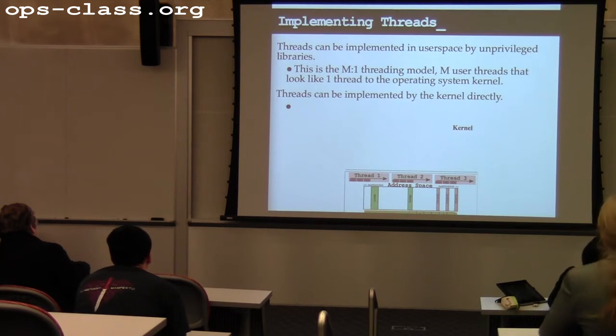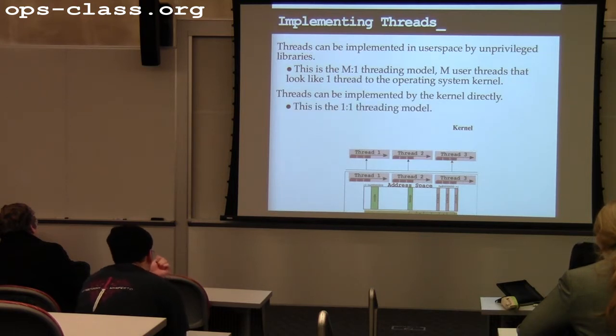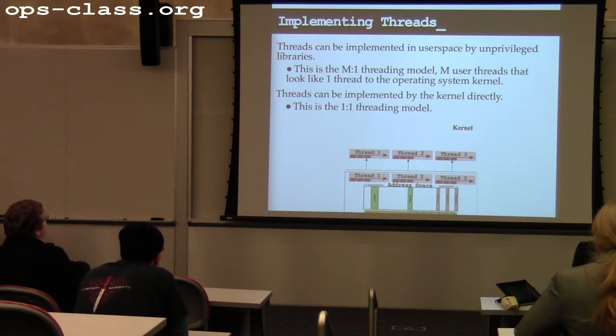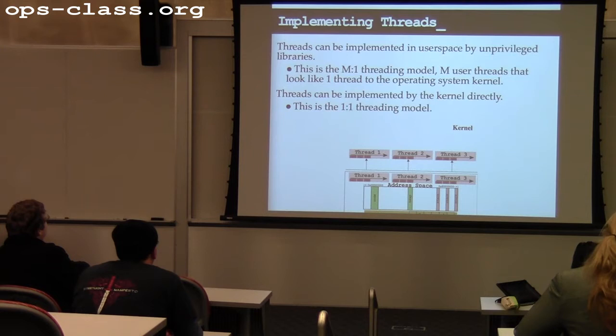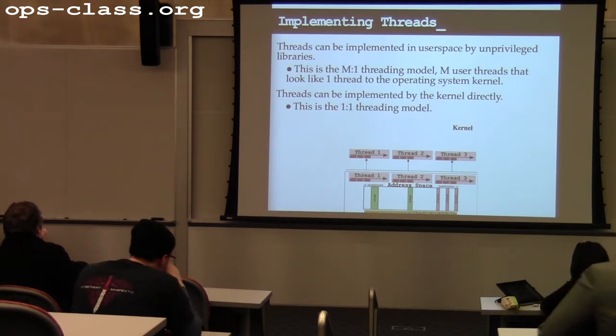Threads can also be implemented by the kernel. Linux has the clone system call, which allows me to create a thread. And if I have a direct mapping between my user space threads, the multiple threads in a single process, and the threads that are visible to the kernel, then this is called one-to-one threading.